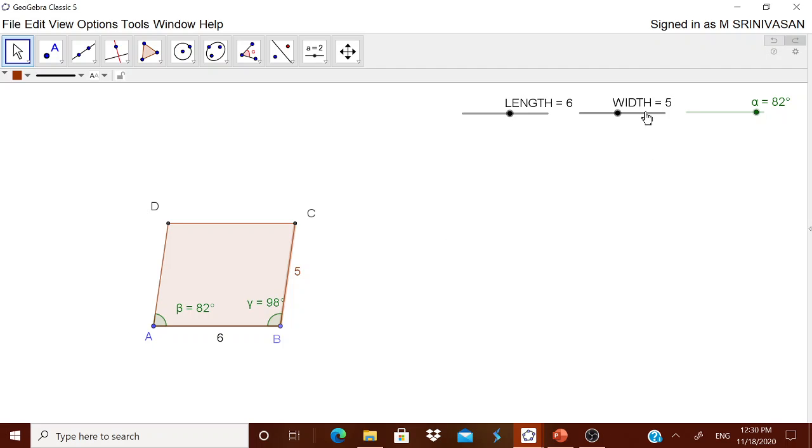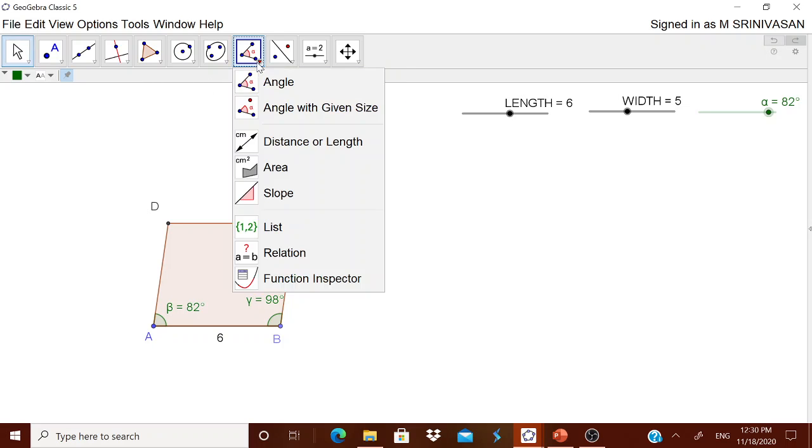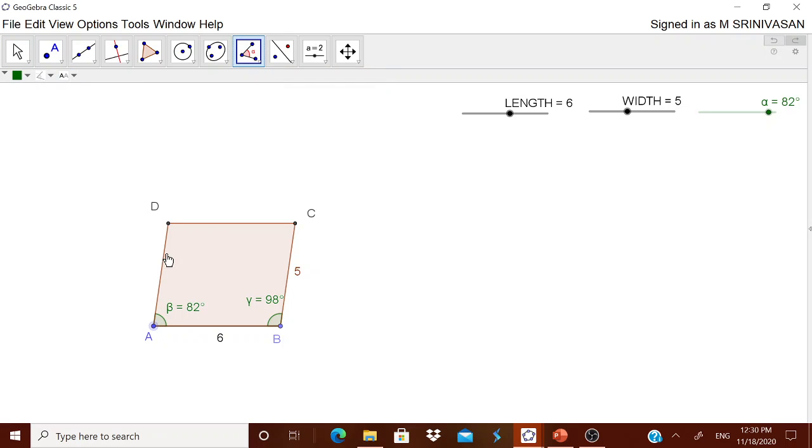Let us try to get more ideas about it. Now the other two angles, suppose if you want to check the properties of a parallelogram, we want to have the other two angles also, therefore go for it. Angle A, touch D, touch C. This also 98. Go for this angle, touch D, touch C, and then touch B.